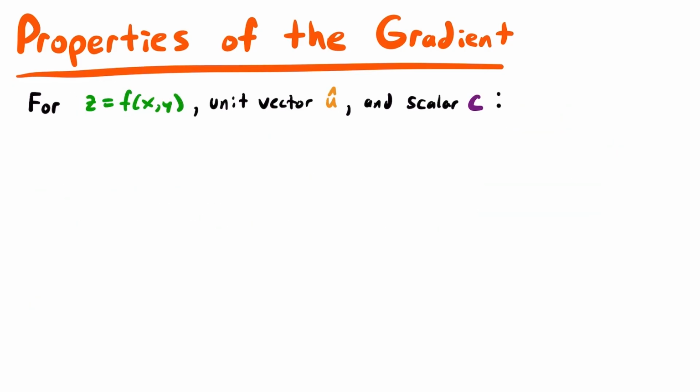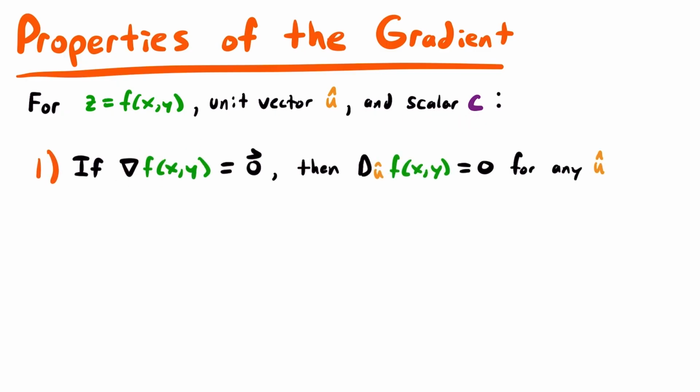And for all these properties, we're going to be working with these different pieces of information. We'll have a multivariable function, z is equal to f of xy, a unit vector, u, and a scalar value c. And so the first property is that if the gradient vector for that function is equal to the 0 vector, meaning that both of its components are 0, then the directional derivative for that function is equal to 0 for any unit vector. It doesn't matter what the unit vector is. If the gradient vector is a 0 vector, the directional derivative, or the slope, will always be 0.